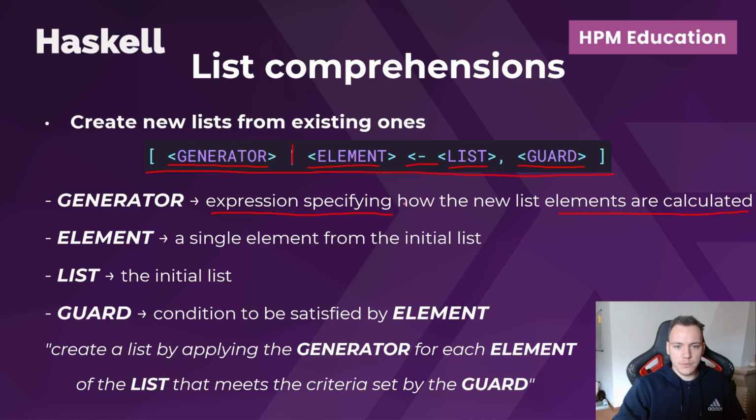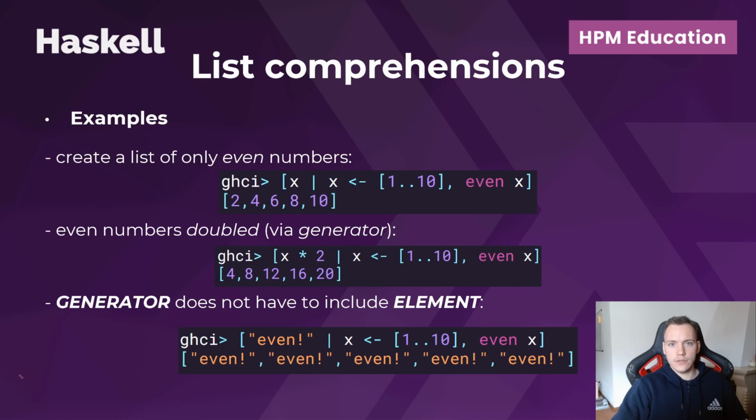And the guard is a condition that must be satisfied by this element from the list to be considered as a generator. Okay, so the whole syntax here can be read as: create a new list by applying the generator for each element of the list that meets the criteria set by the guard. Let's take a look at some examples of list comprehensions to get a better understanding.